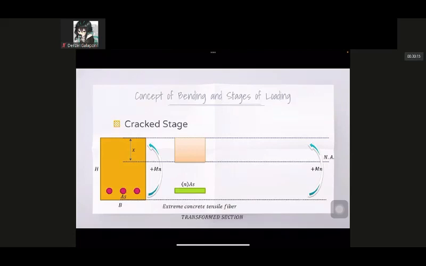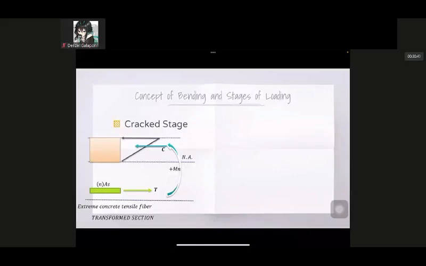So, above the NA that is in compression, wherein ang humahawak na lang sa compression mo is we have the concrete. And sa baba, we have the tension side. Ang humahawak na lang ng tension side is we have the steel. So again, taking moment about NA or the neutral axis.